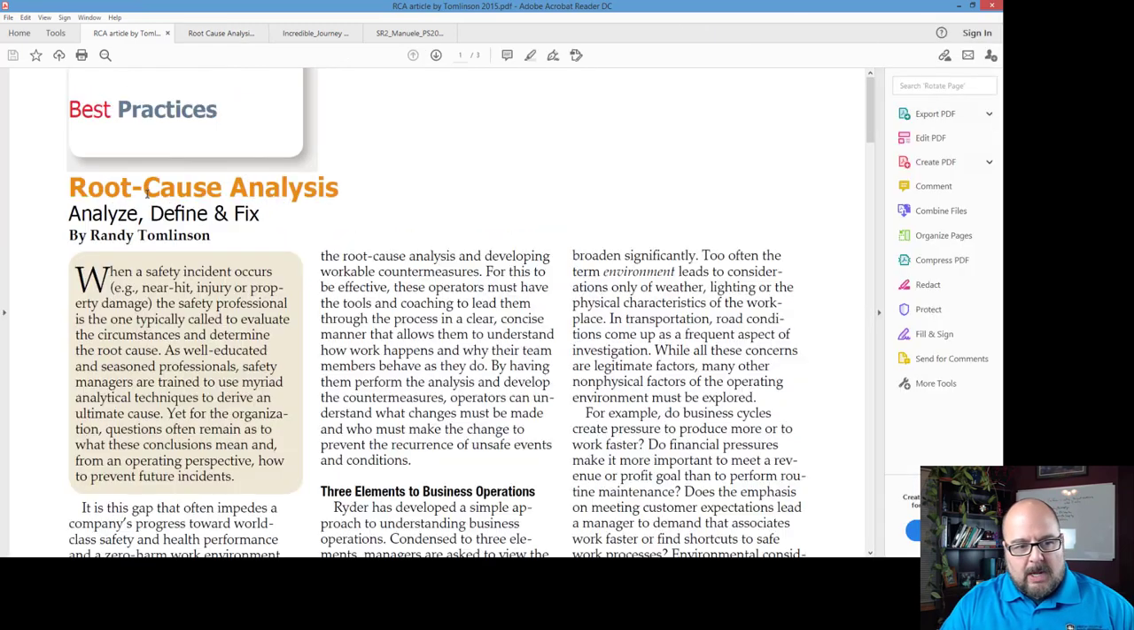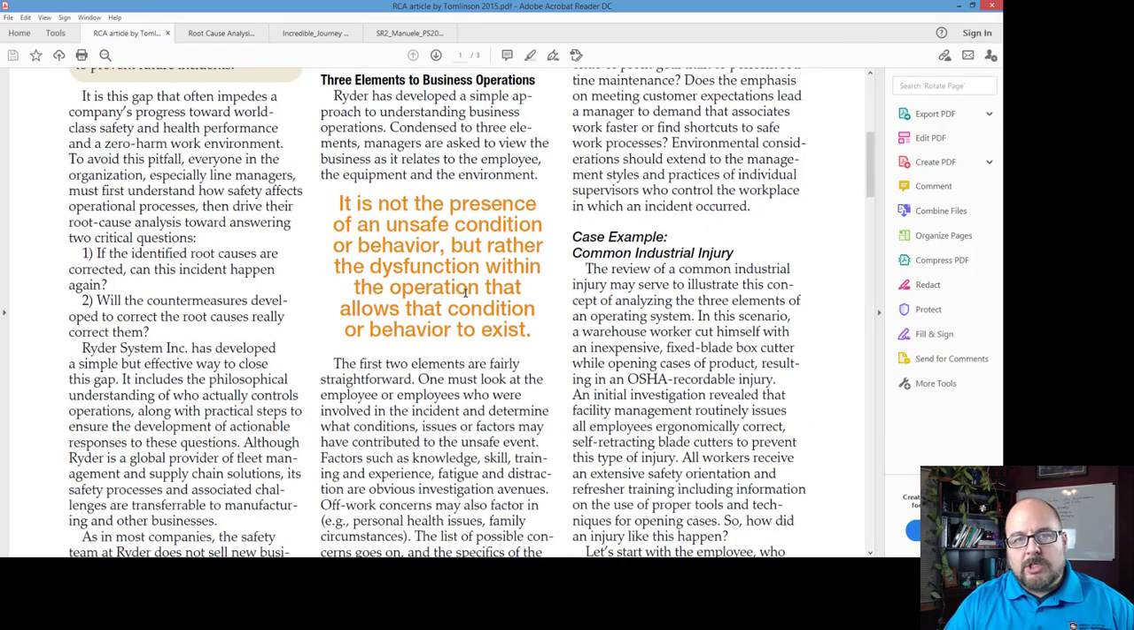So the first one is the Tomlinson paper. I want you to look through it. Most important here are these 2 critical questions. If the identified root causes are corrected, can this incident happen again? It's a question you can ask yourself either while you're doing the investigation or as you're wrapping it up. If you can't answer it, then you've got more work to do. The second question is, will the countermeasures developed to correct the root causes really correct them? So those are the 2 sort of defining questions as far as how successful your root cause analysis approach is and whether you need to keep going.